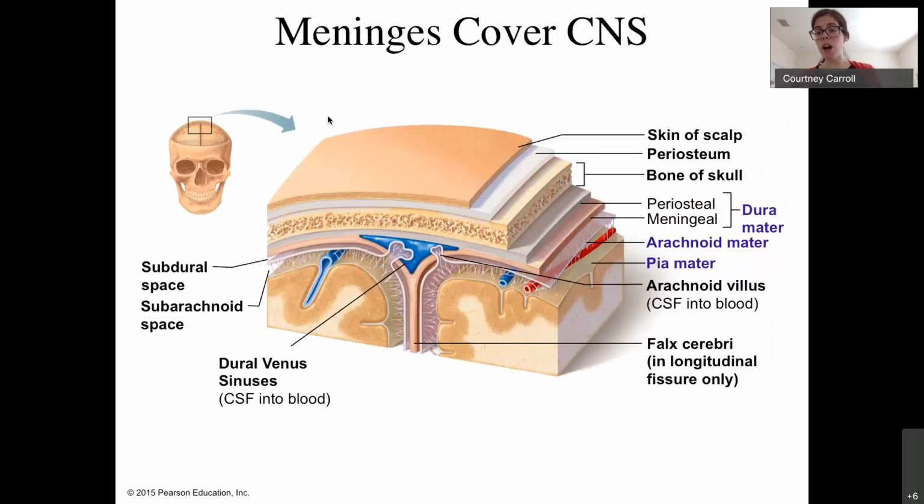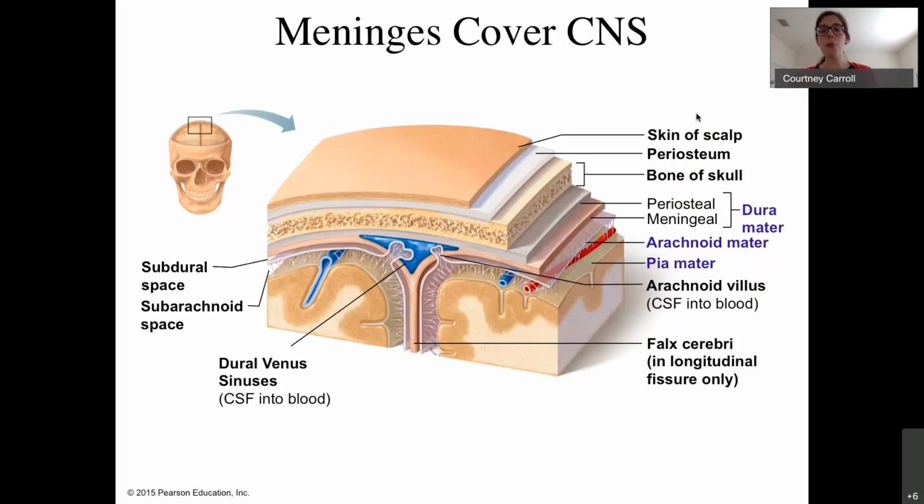The bones we've talked about when we talked about the bone chapter, but meninges are layers of membranes that cover the central nervous system. So if you start with your scalp, you have the skin of your scalp, then you're going to have a periosteum layer, which separates the skin from the bone. Then you'll go into that protective bone. In this case, we're talking about the brain. So we have our skull, we have all of those cranial and facial bones that make up the skull.